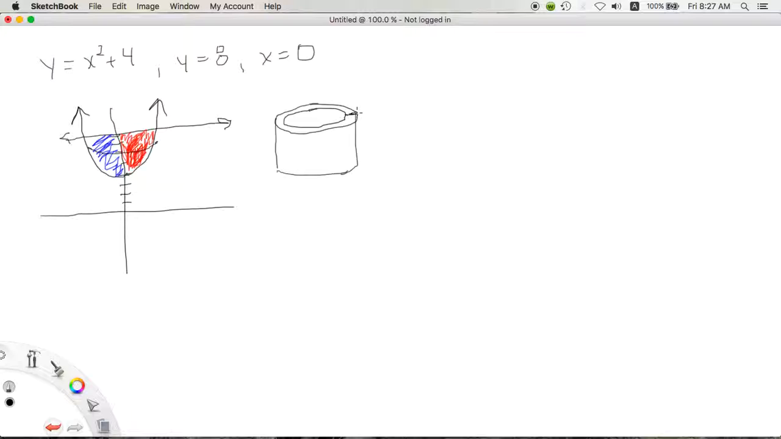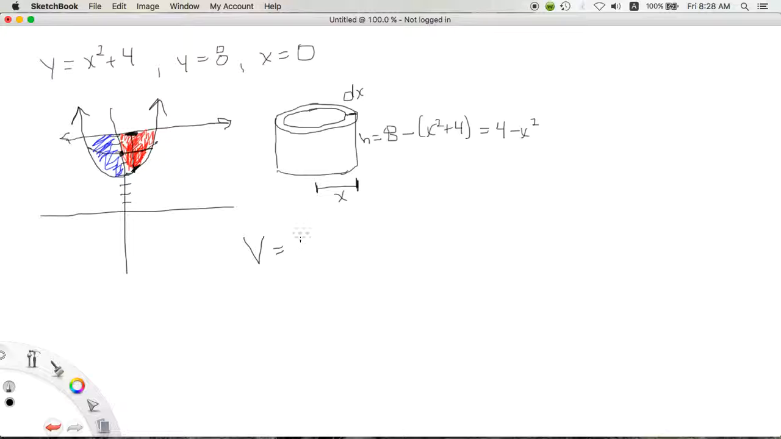Okay, our width is in the x direction, so we're going dx. Our height is from this part up top here down to the function. So this one here is 8 minus our function, x squared plus 4. If we simplify that, we have 4 minus x squared. And then our radius for our shell, our p-value in this case, is just x, because we're measuring from 0 out to some x value. So now we just have to figure out our volume.